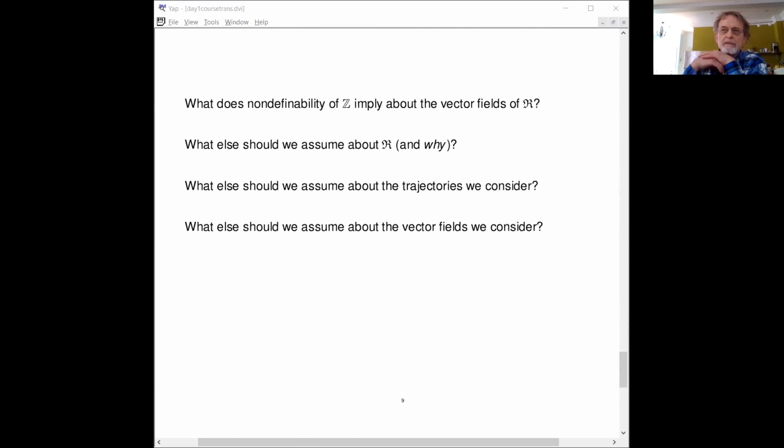Now, on the way to doing these kinds of things, these kinds of questions come up. So what does the assumption of non-definability of the integers imply about the vector fields of R? What else should we assume about the base structure R? And I actually use these corny emphasis here, and why? Why should we make extra assumptions on things?